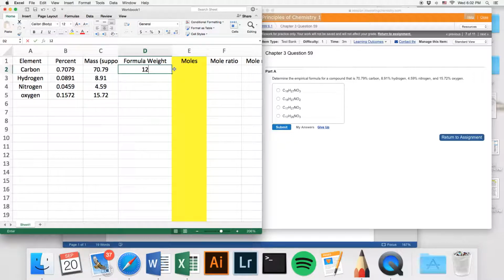So the formula weight of carbon is 12.011. The formula weight of hydrogen is 1.008. Nitrogen 14, I think, 0.01, and oxygen is 16.00. Okay, so what's the moles?